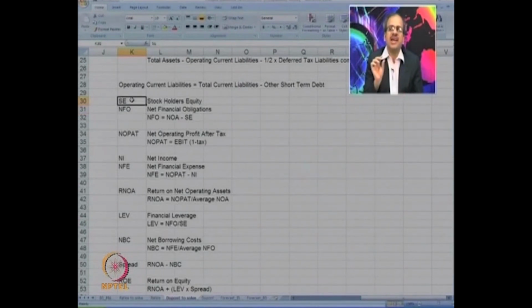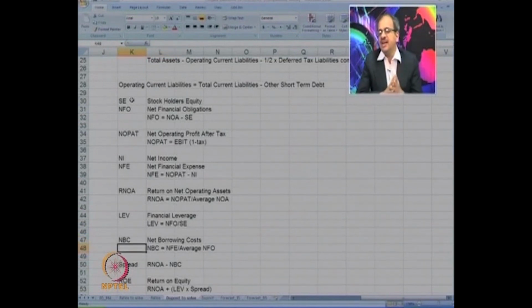So this is something like our debt equity ratio, where we will try to calculate debt versus equity, but this is slightly different because it is not the total debt. Here we are looking at net financial obligations versus the shareholders' equity. Then NBC, this is the net borrowing cost, where we look at NFE. NFE you know now, net financial expenses divided by average of NFO.